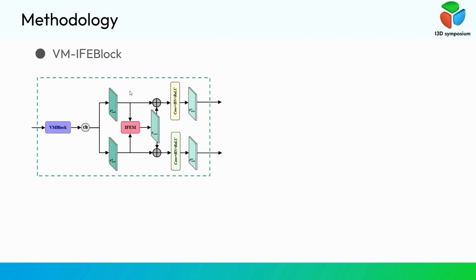As shown in the figure, this model is specifically designed to enhance the extraction and modeling of interaction features between the left and right hands, leveraging the strength of state space modeling. At the heart of the VM-IFE block is our innovative VM block, which performs a series of complex convolutional operations and nonlinear transformations on the concatenated bimanual features.